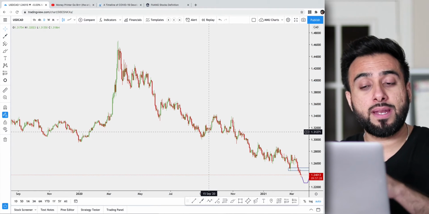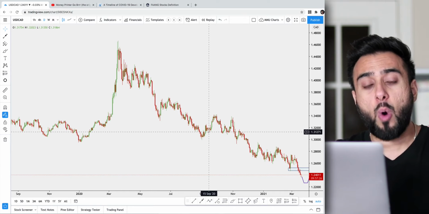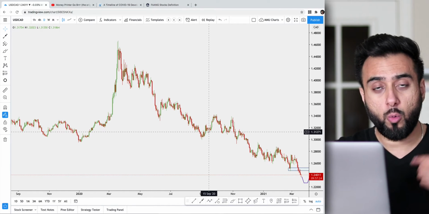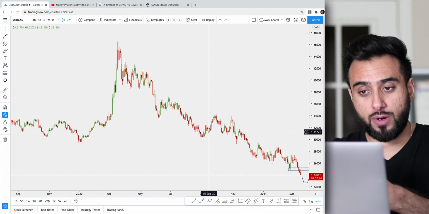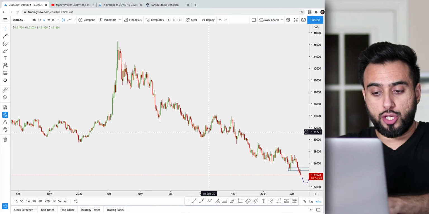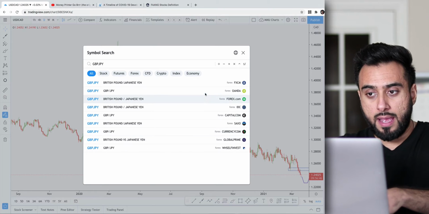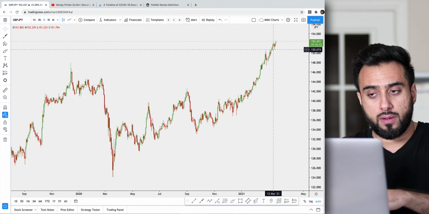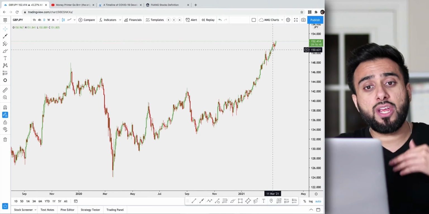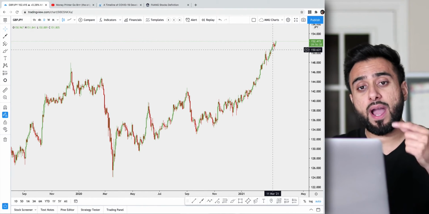So when it comes to fundamental analysis, we need to think, why is the price moving a certain way? What are the certain drivers, right? We need to always be asking all these different questions to ourselves. I want you guys to look at GBP JPY. And I want you to ask yourself, why is this going up? Matter of fact, look at any currency pair that has a JPY at the end of it.